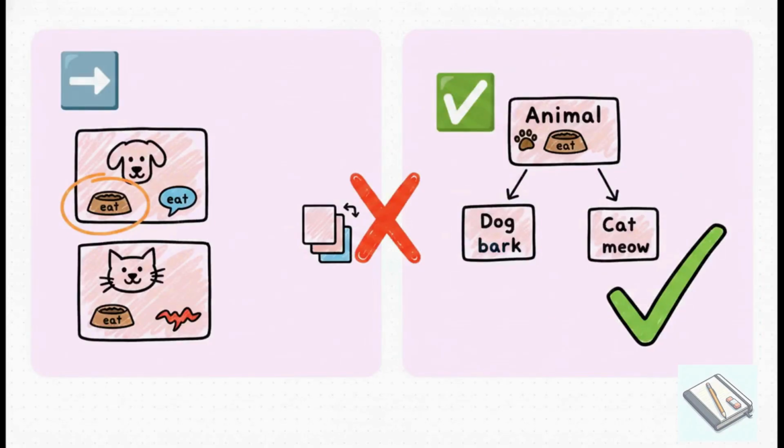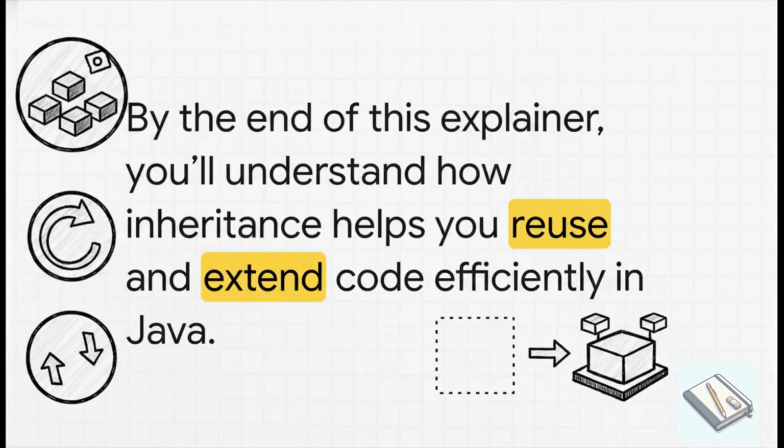On the left, in the before world, our dog class has to do everything itself. If you wanted to make a cat class, you'd have to write another eat method. Talk about repetitive. But now look at the after on the right. This is where the magic happens. We make a general animal class that knows how to eat. Now our dog class just extends animal, gets that eat method for free, and only has to worry about what makes it a dog, like its bark. So much cleaner, right?